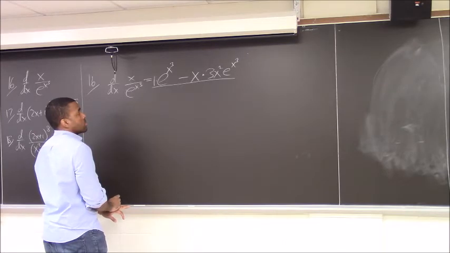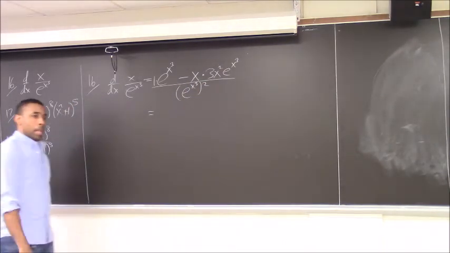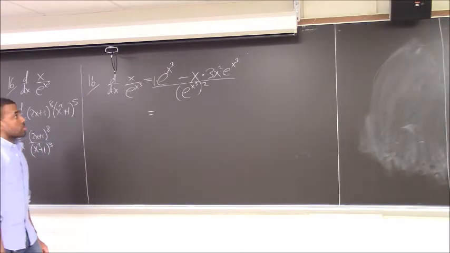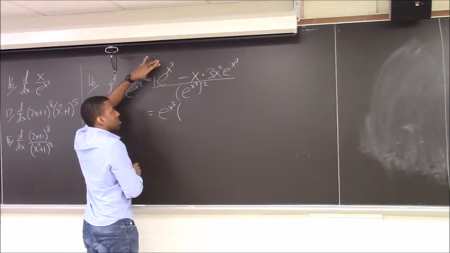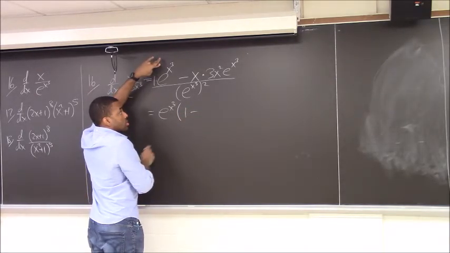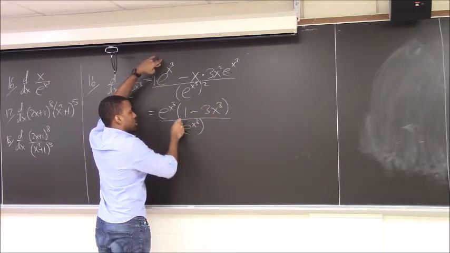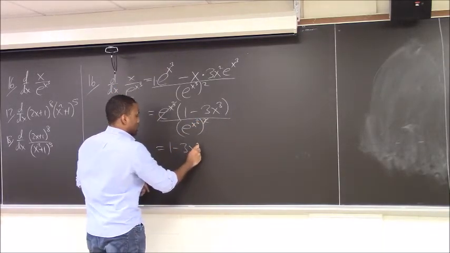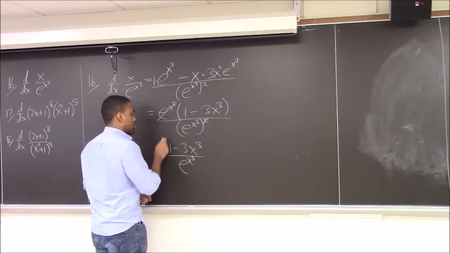Over e to the x cubed squared. Can you simplify? From the top, we could factor out an e to the x cubed. What would we have left? 1 minus 3x cubed over e to the x cubed squared. This guy now cancels with that guy, and so we have 1 minus 3x cubed over e to the x cubed.